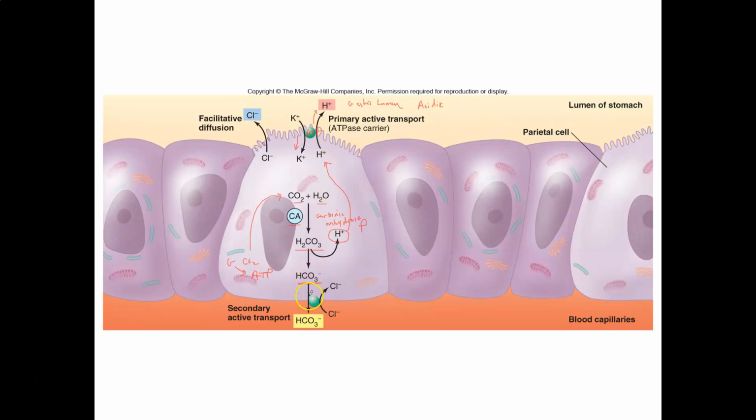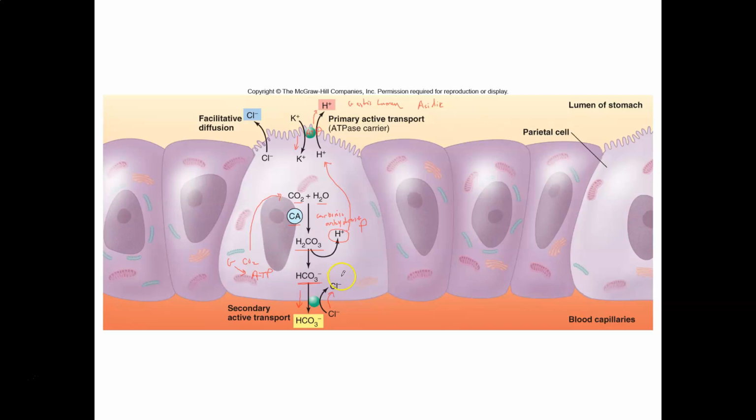The bicarbonate ions are moved into the cardiovascular system. So they're moving out of the parietal cell towards the cardiovascular system in exchange for chloride coming into the parietal cell. So this too is an antiport, but it does not require ATP. This is simply utilizing the concentration gradients for bicarbonate and chloride. So this is an exchange that's taking place on the basal side of the parietal cell.